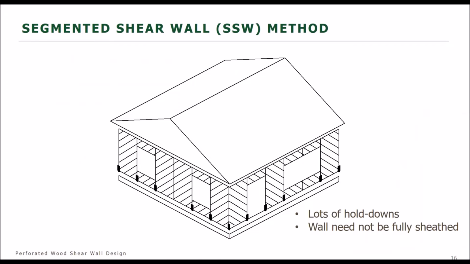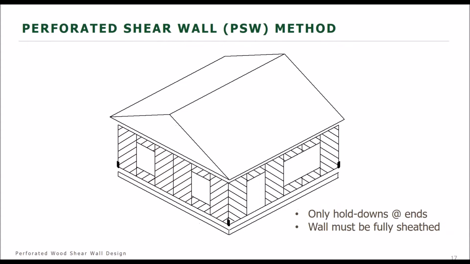So I mentioned the segmented shear wall method, or individual full height segments, as it's sometimes referred to. In this example, you'll see we have these areas highlighted in red. These are the full height segments along that wall. Each of these full height segments would have hold downs on each end of the segment. It does not require sheathing above and below our openings, so the wall doesn't need to be fully sheathed, but it does require a lot more hold downs than the perforated method, which we're going to look at here.